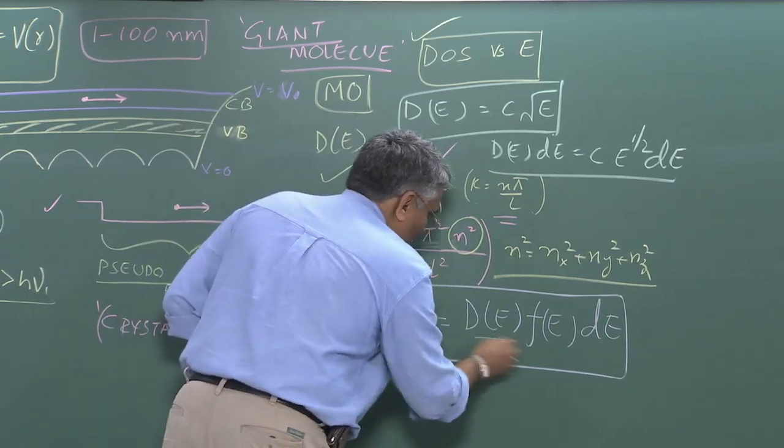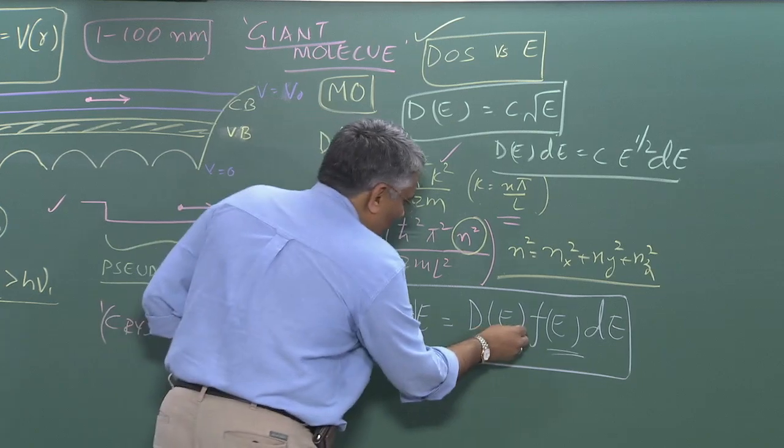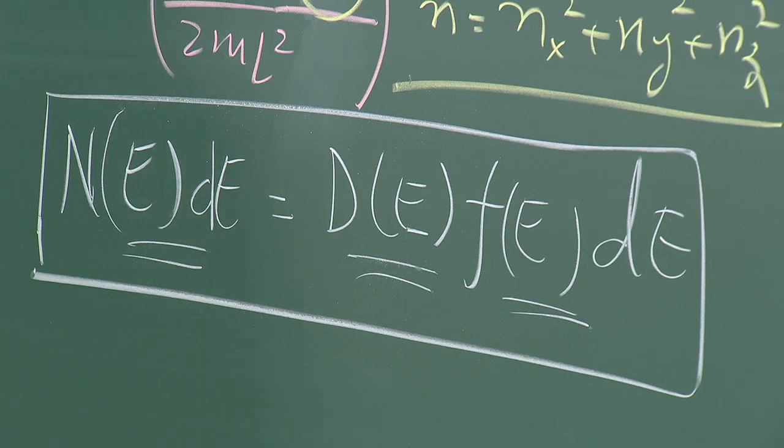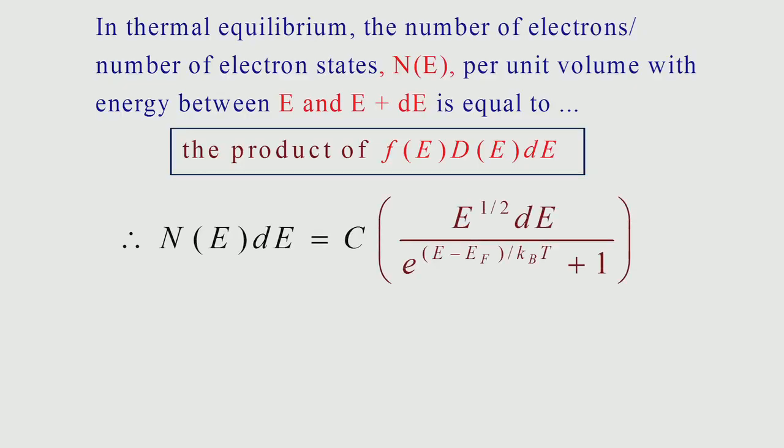So, if you know these parameters, we can get a complete picture about the electron density of states. Okay. Now, let us see what happens in the case of... So, I substitute.